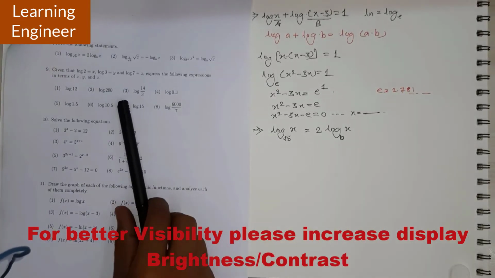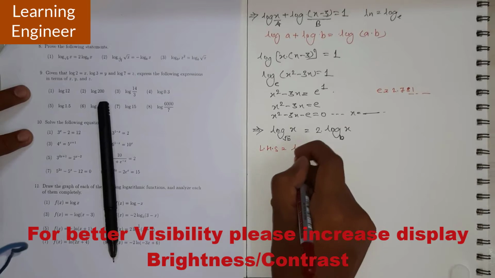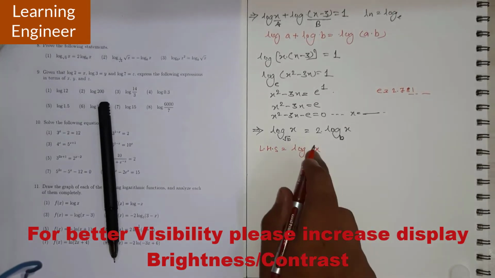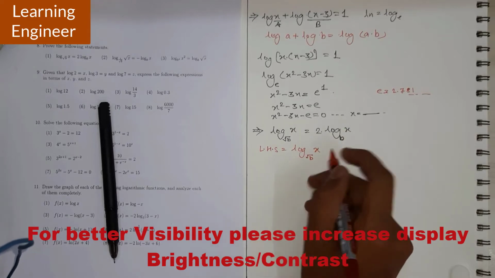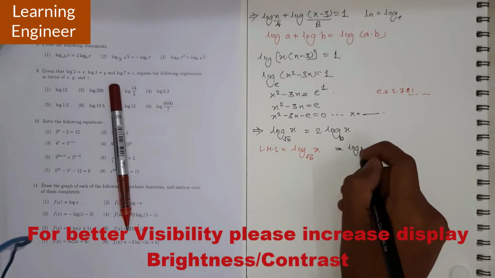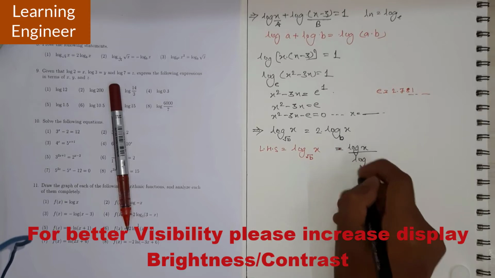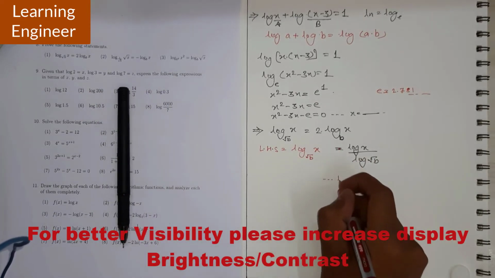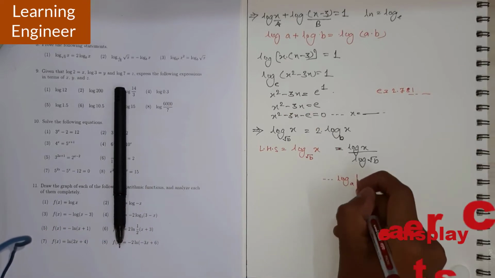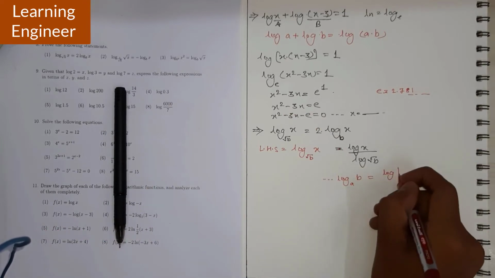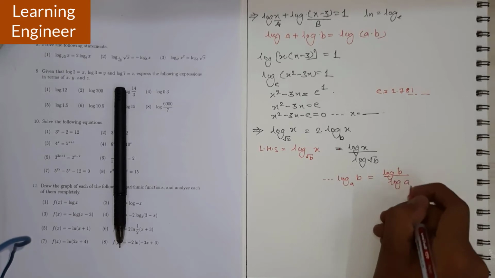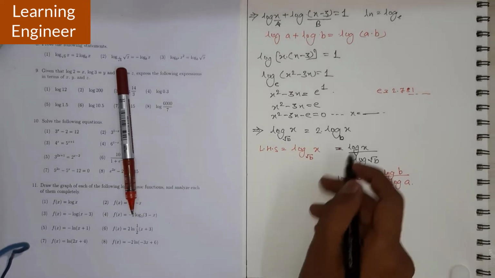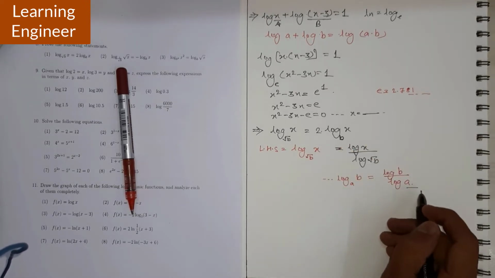So simply we will take the left hand side. Left hand side is equal to log of x to the base root b. This we have to prove for the right hand side. What can we write? Log of x divided by log of root b. As we can separate this: log of b to the base a, what can we write? Log of b upon log of a. This we can replace over here. Okay, we can separate log of x upon log of root b according to this particular rule.